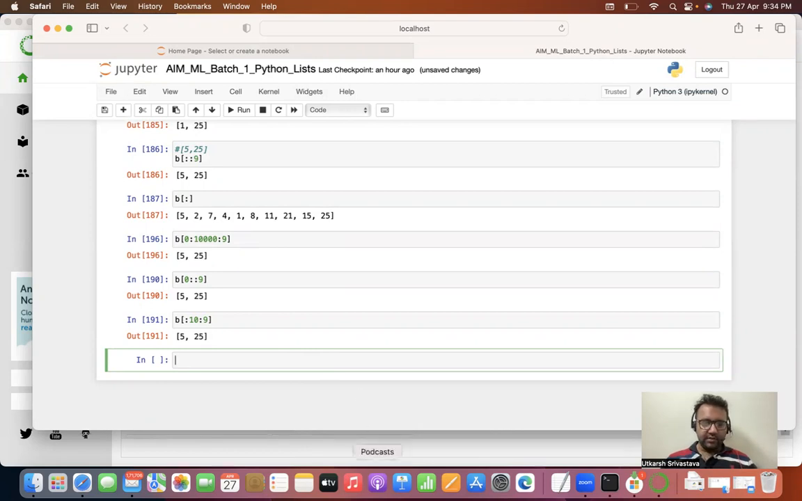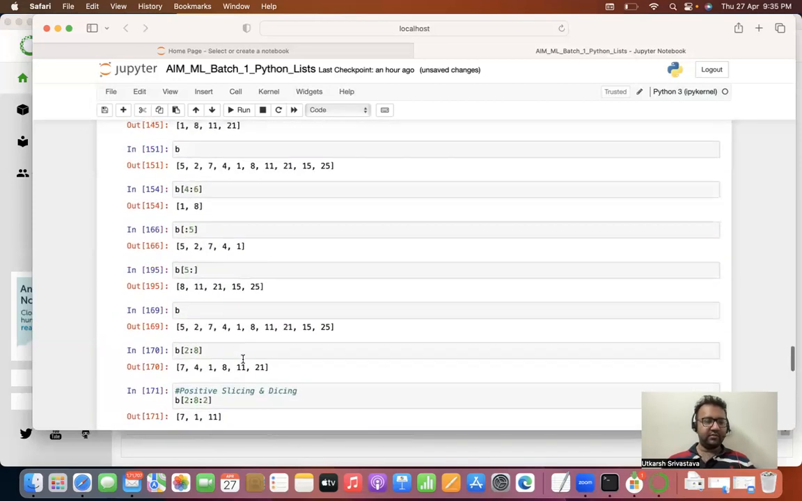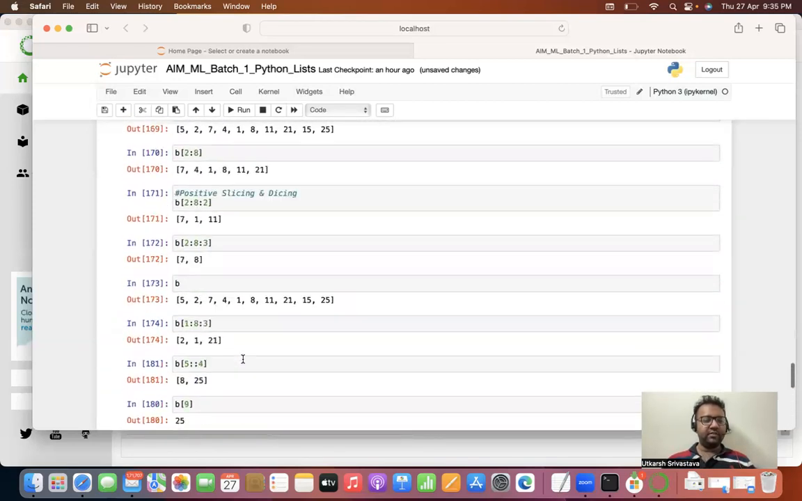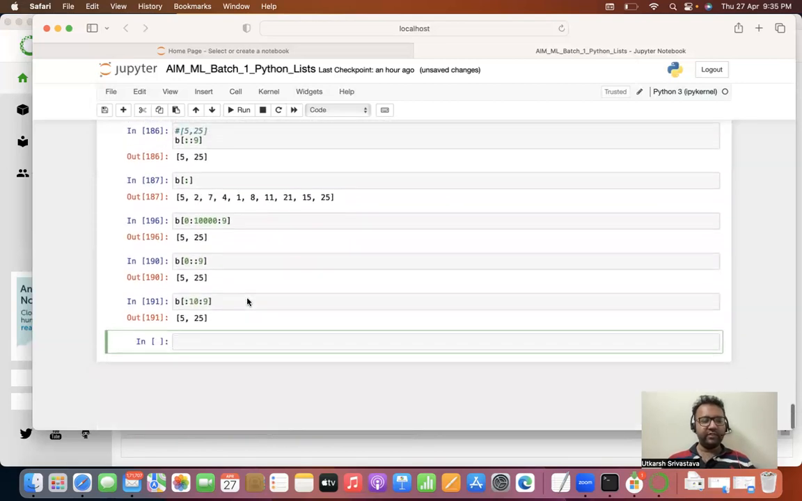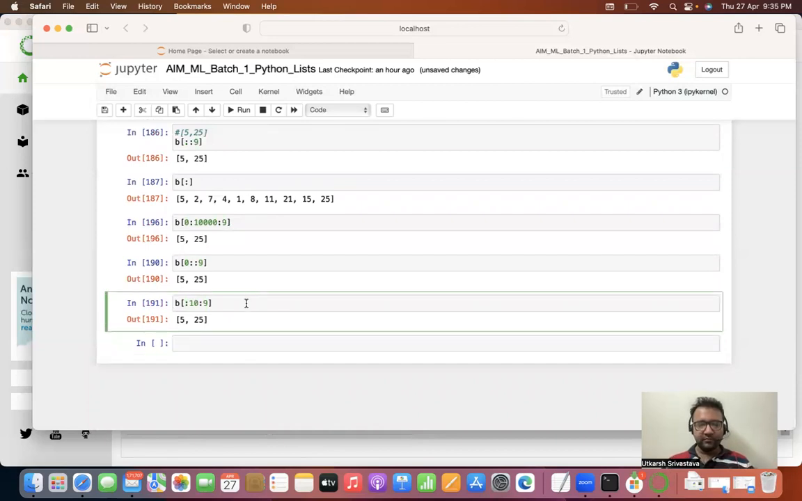All right. So no doubts. I see incorrect answers mostly 90% of the time, so I think no doubts in positive slicing and positive indexing. Yeah, positive part is good, slicing and dicing both. Okay, Isha, any doubts? No. All right.